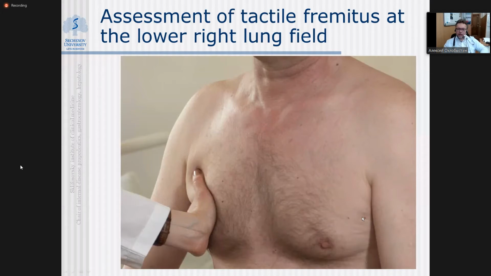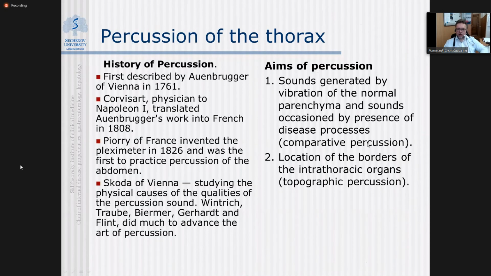The same will be done at the lateral areas of the patient's chest and at the back when you palpate the suprascapular, interscapular, and subscapular areas. So, to sum it up, you need to position your palms at three levels at the front, typically at two areas at the sides of the patient's chest, and at three locations at the back of the patient's chest. Then percussion.